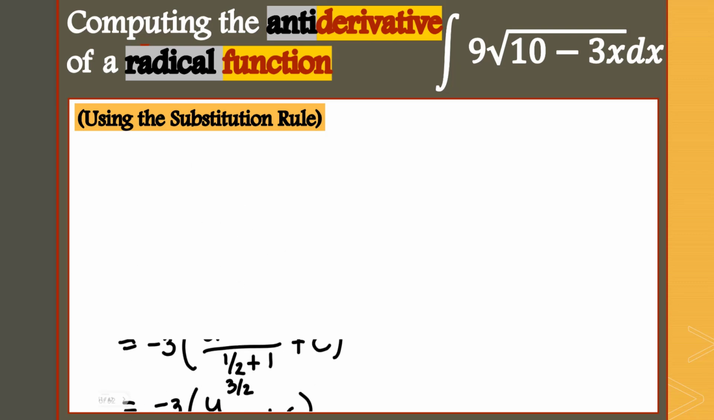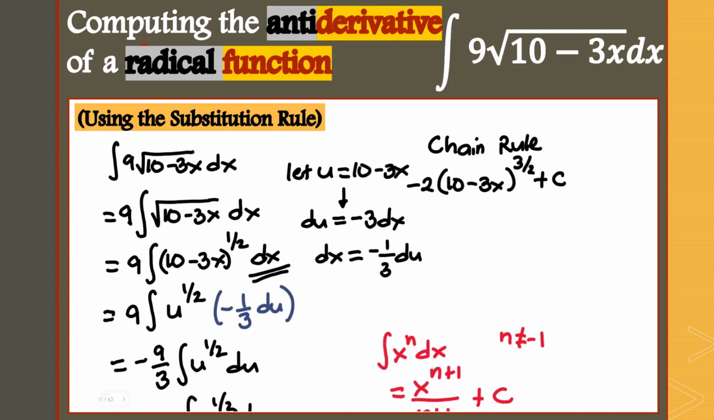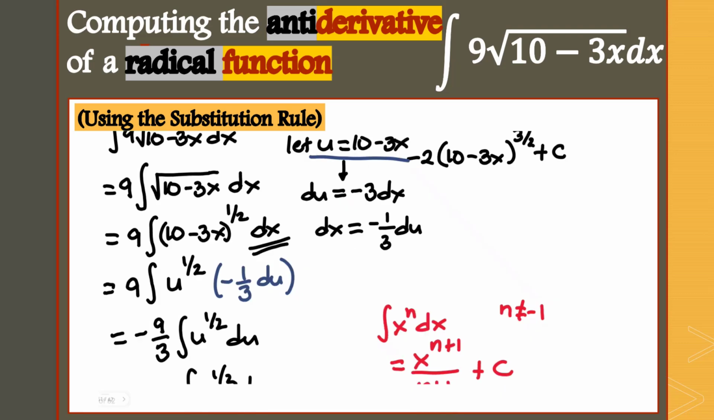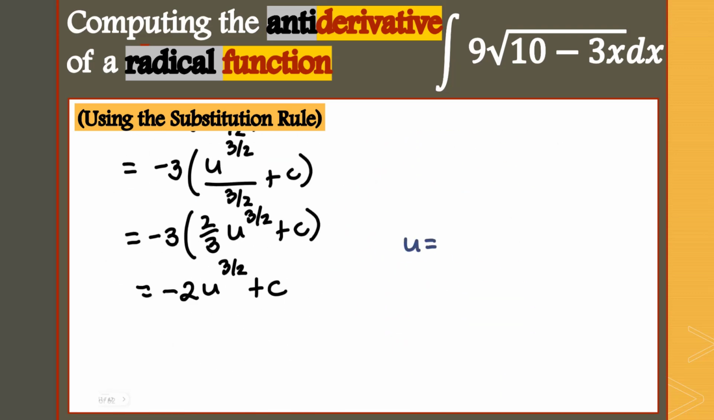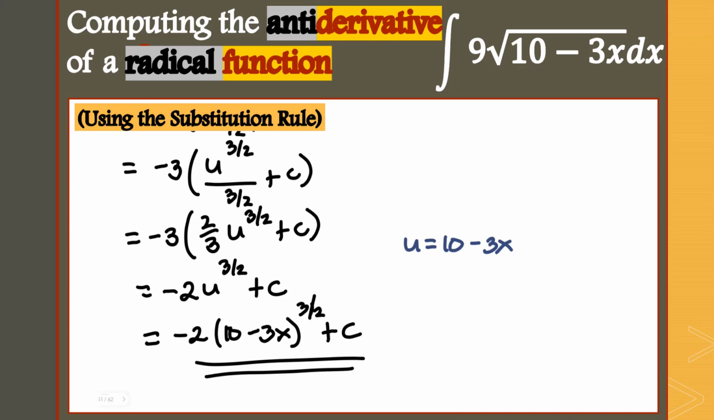But let's not forget, u earlier is described as 10 minus 3x. So, with u equal to 10 minus 3x and returning to the original form, you will have the result equal to negative 2, then your u becomes (10 minus 3x) raised to the power of 3/2 plus c. So this is now the result using the substitution rule, where your u is 10 minus 3x previously identified.